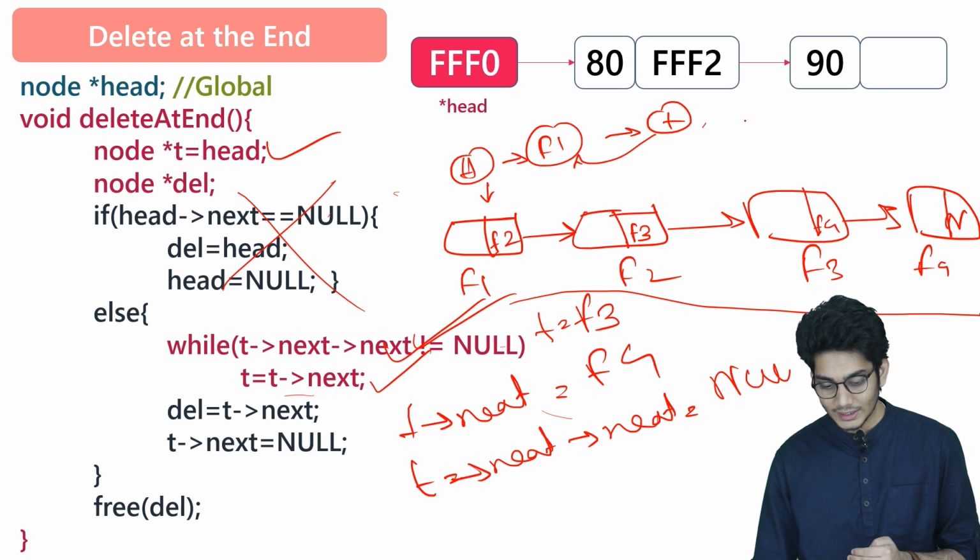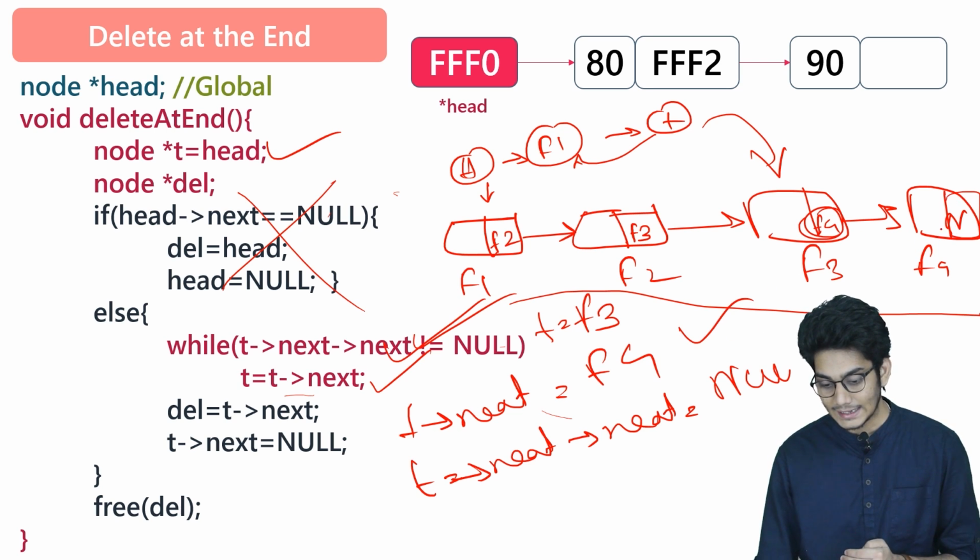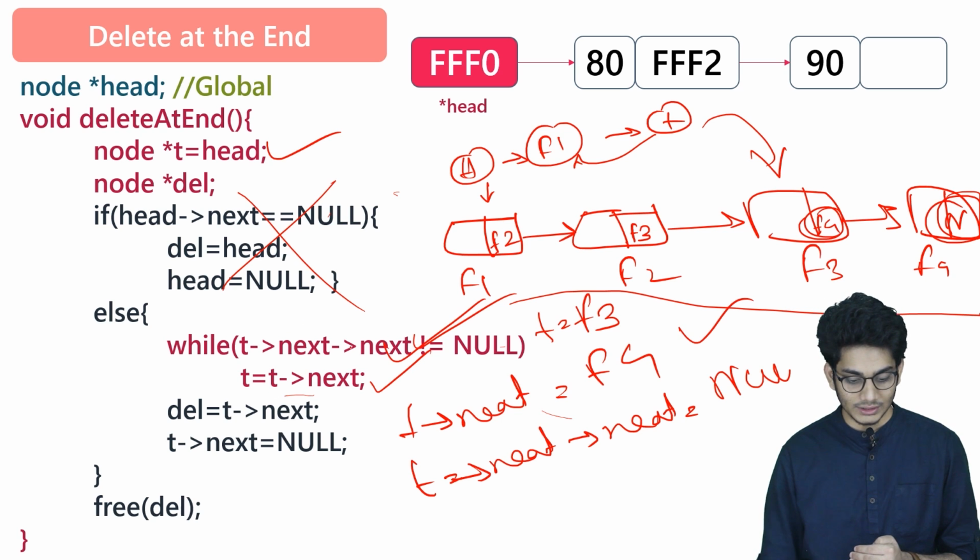T is pointing here now, F3. What is the value of T next? That is F4. Now what is the value of T next? That is null. So this portion will not be executed. This loop will be terminated.